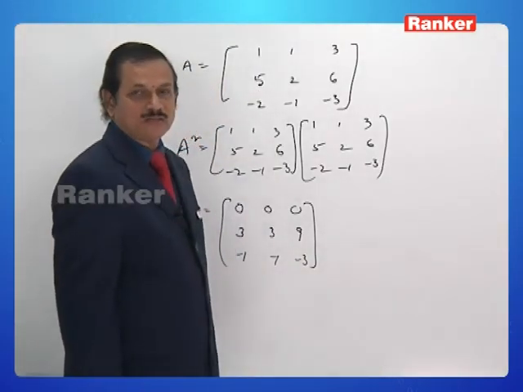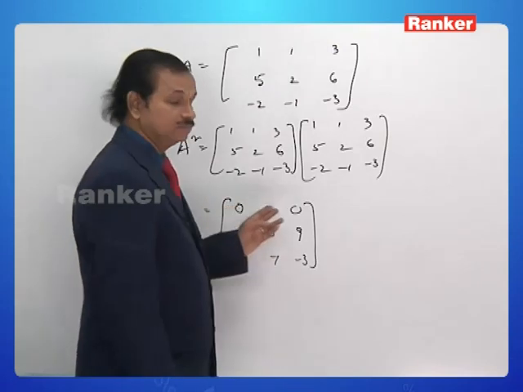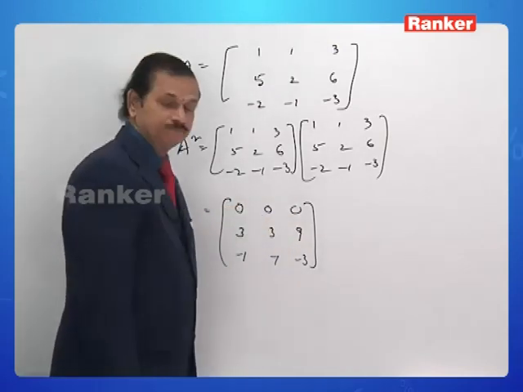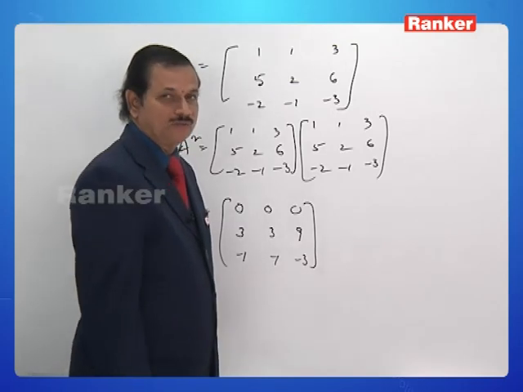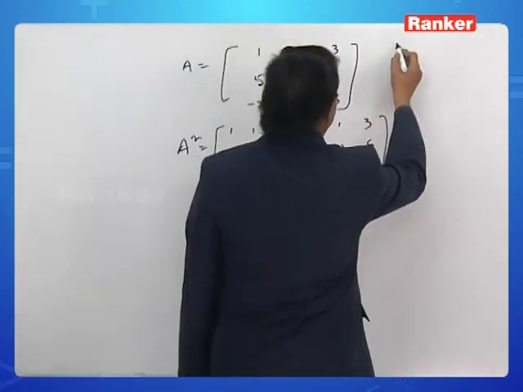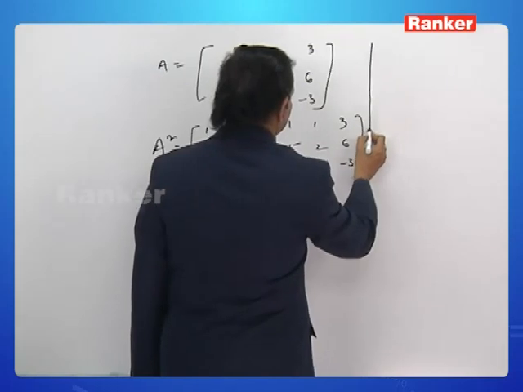This is about A squared. We have got zeros in the first row, but the other rows are not zeros. A squared is not 0. Now let us try to find the cube.